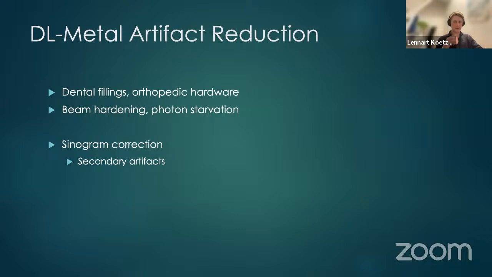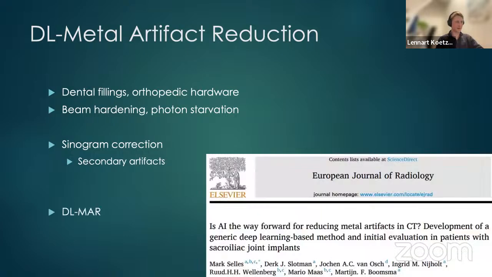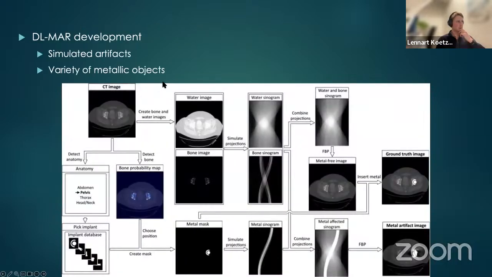And now deep learning reconstruction has found its application here. I will highlight one recent paper from a research group in the Netherlands. That's this paper. Let's see how they developed their own deep learning metal artifact reduction software. And for this, they used a data set of 105 images from different anatomical regions. And they simulated metal artifacts to create training data.